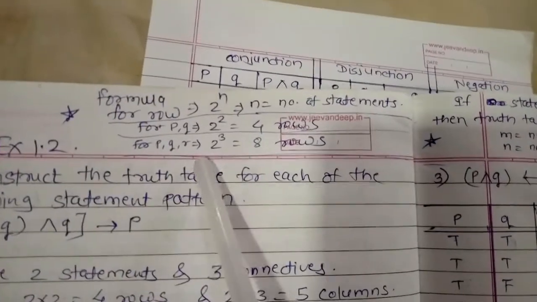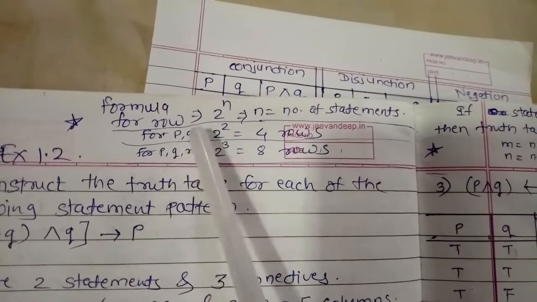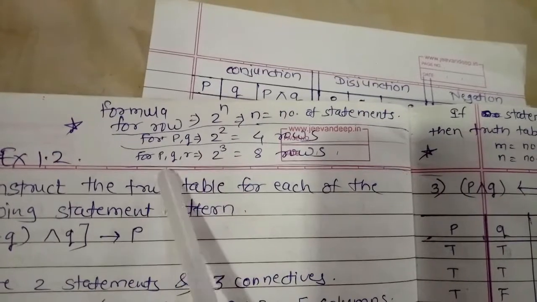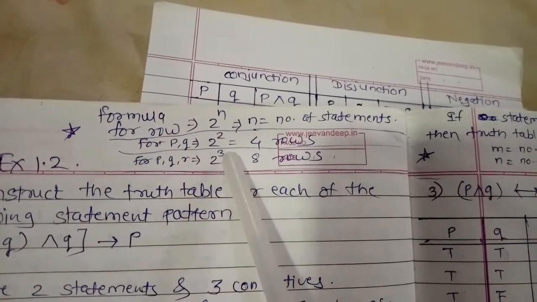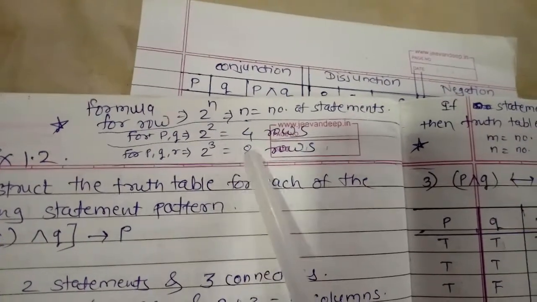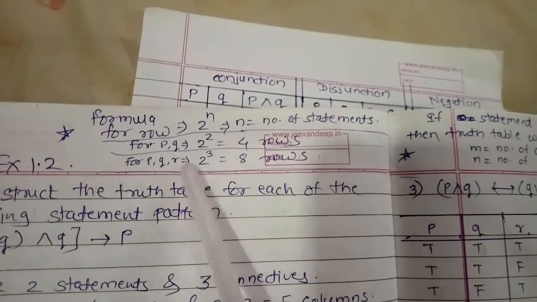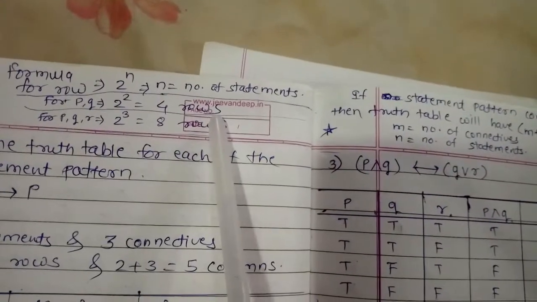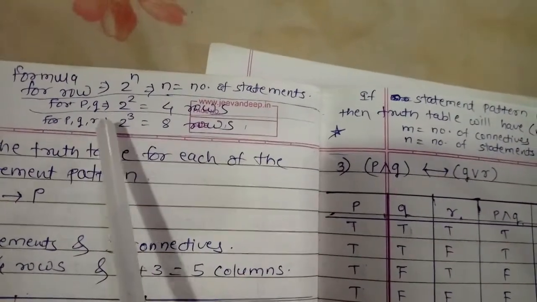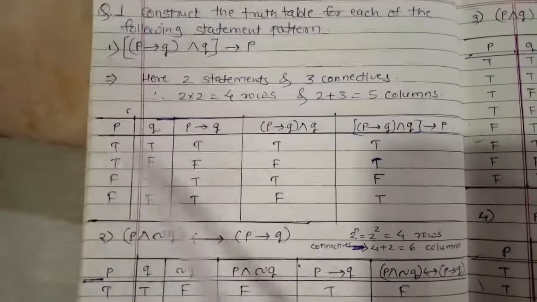If there are 3 simple statements, which are denoted by P, Q and R, remember that in your chapter there are only 3 statements, so P, Q and R. So we have to write down 2 raised to 3, that is 2 cubed. So what is the answer? 8. So whenever we get this type of example, that is 3 statements, you have to remember that whenever there are 2 statements, we have to draw 4 rows, and whenever there are 3 statements, we have to draw 8 rows. So this is all about the rows.